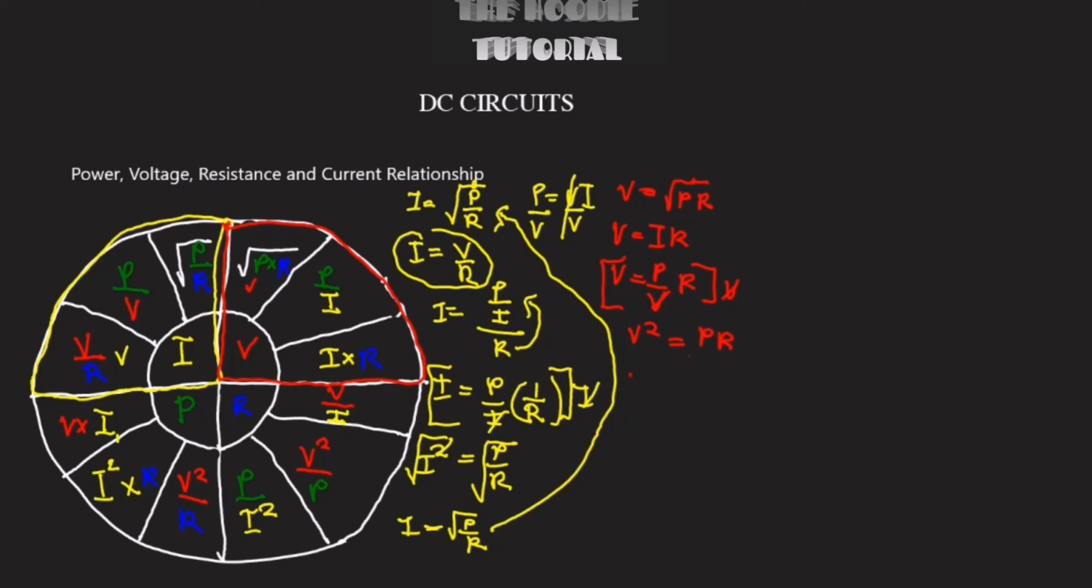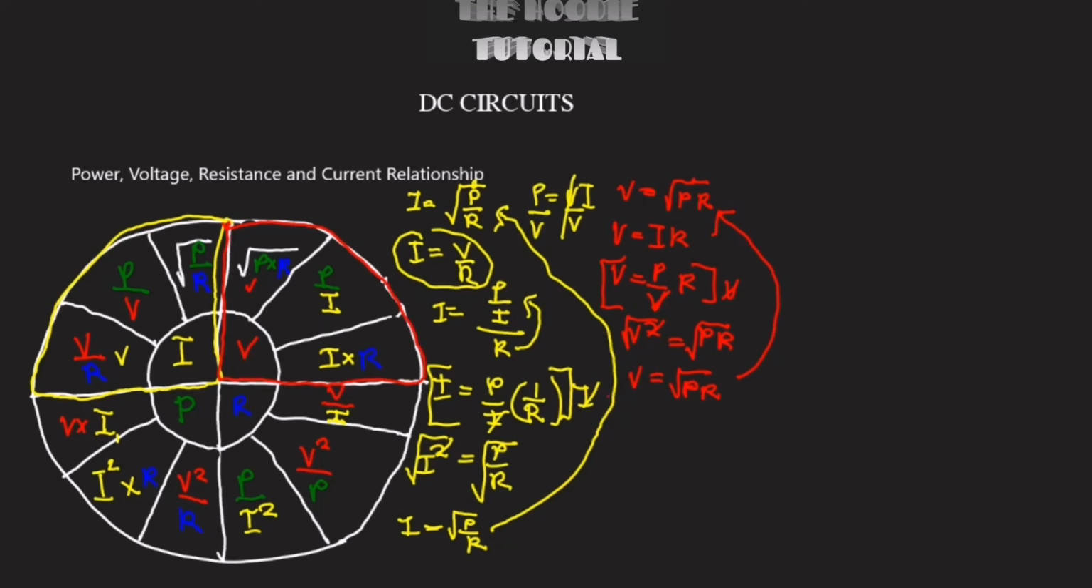So if we try to find the value of V, we just have to square both sides, and then the square right here would cancel, leaving behind V is equal to the square root of P multiplied by R. So notice that we have the same equation. This is how we derive the equation.